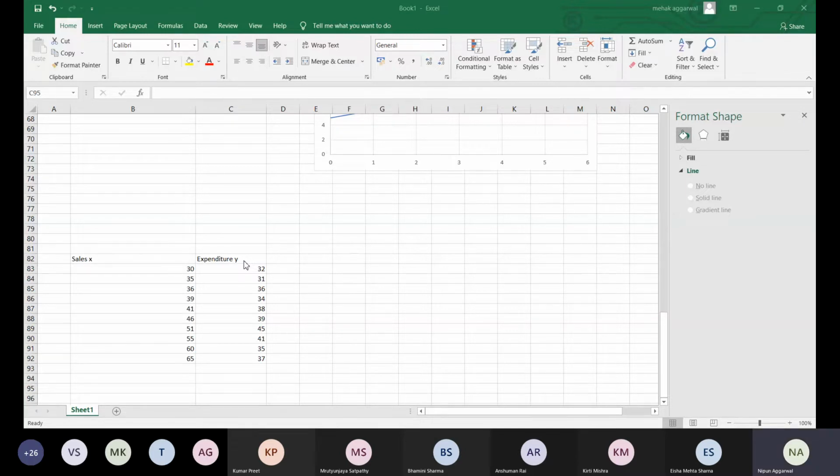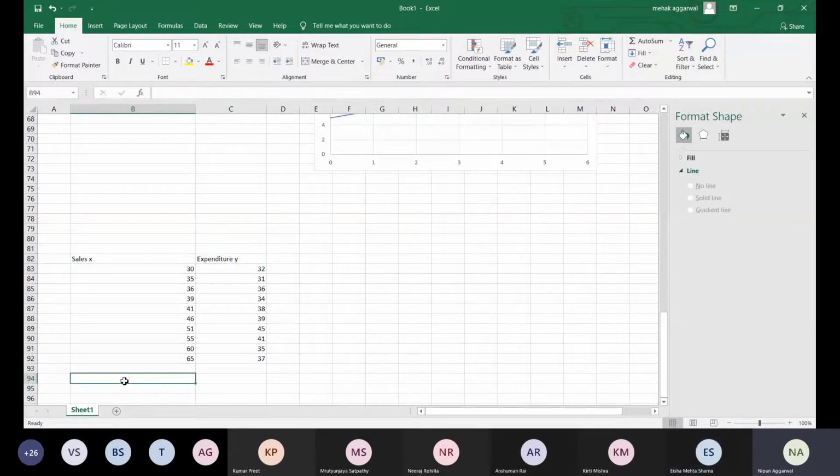So expenditure on sales means, which is my dependent and which is my independent variable? Expenditure is independent. Sales is dependent. Why? I am saying that I want to analyze the effect of expenditure on sales. Sales पे effect देखना है expenditure Sale का. So my sales is my dependent variable and expenditure is my independent variable.